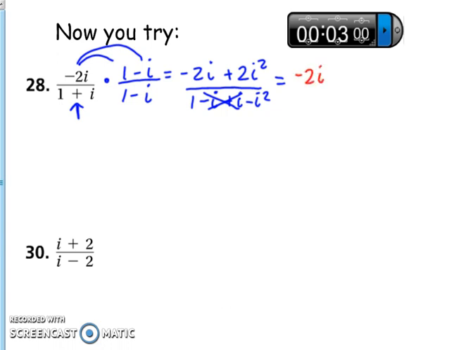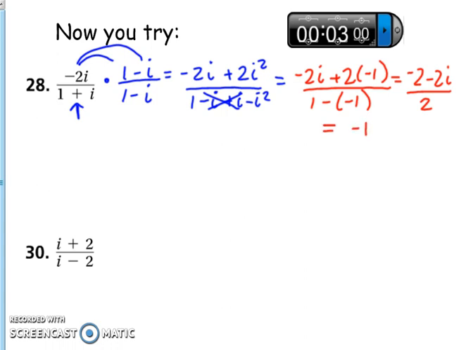So negative 2i plus 2 times negative 1 over 1 minus negative 1. Okay? So put the number first. So negative 2 minus 2i over 1 plus 1, which is 2. Okay? This can be reduced now. All of these can be divided by 2. So I'm going to end up having negative 1 minus i over 1, but I don't need the 1 in the bottom. Okay, so just negative 1 minus i.